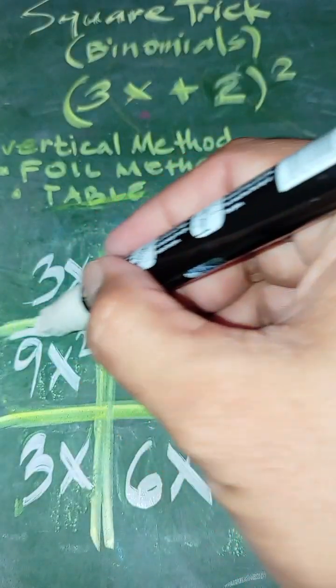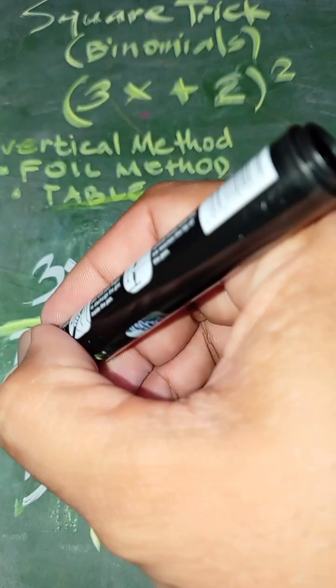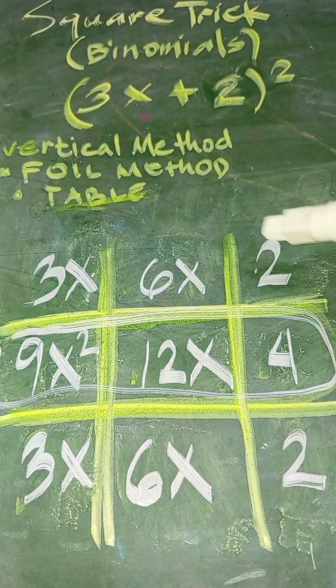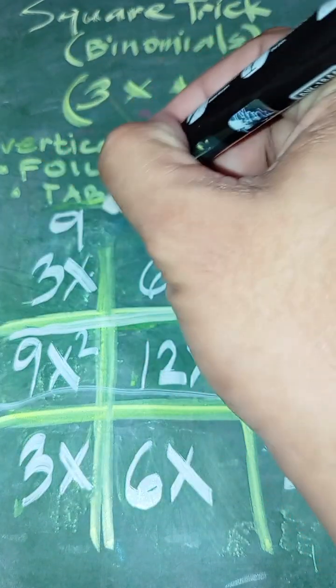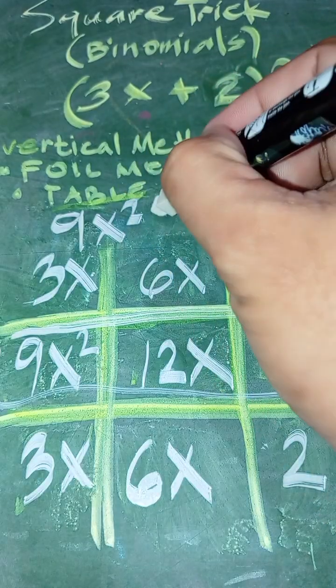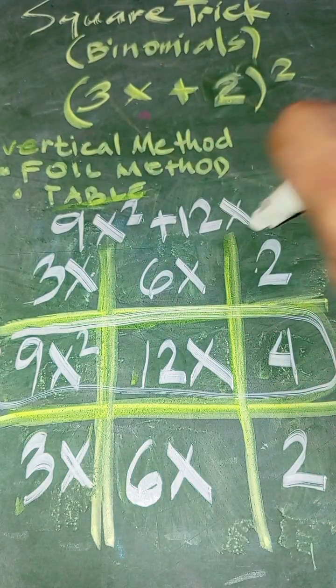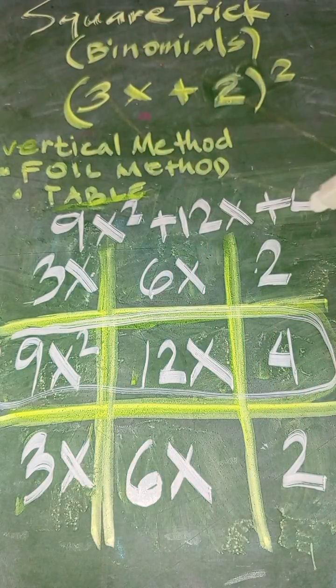So your answer, or the product of 3x plus 2 squared, is 9x squared plus 12x plus 4.